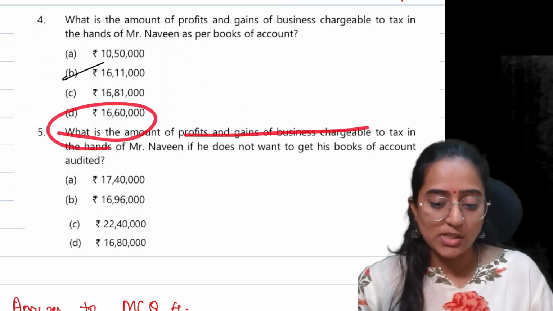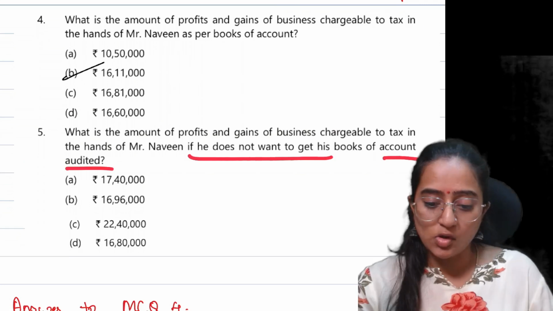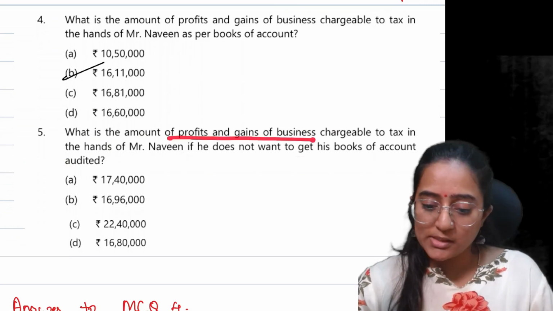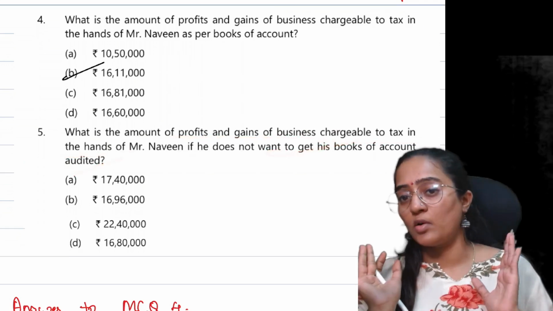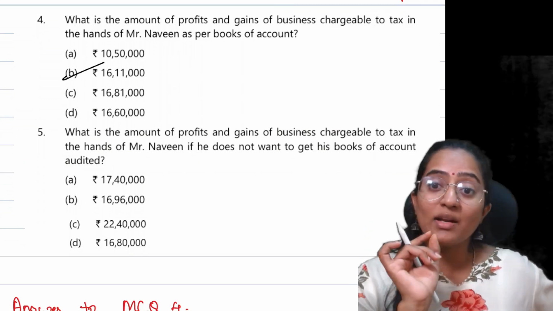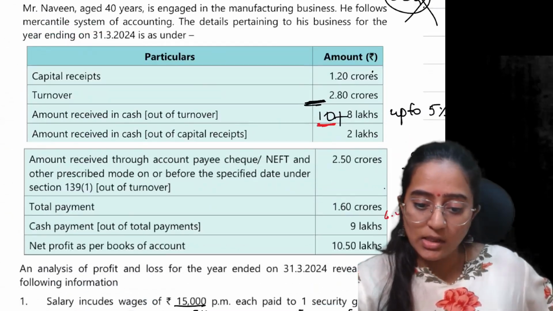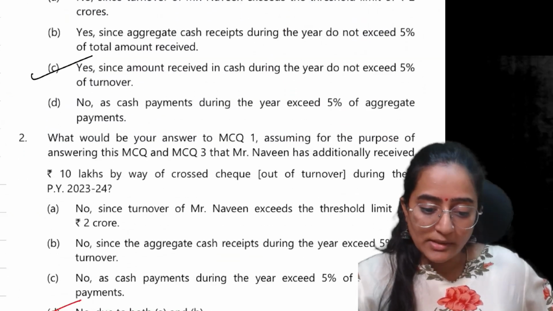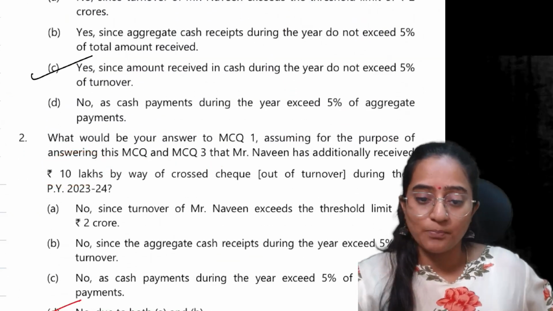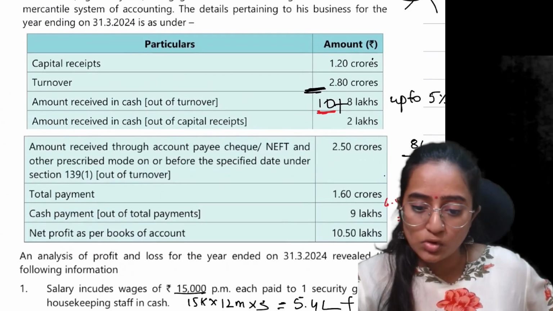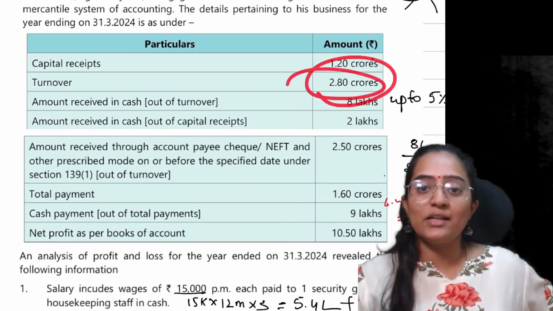What is the amount of the PGBP chargeable to tax in the hands of Mr. Naveen if he does not want to get his books of accounts audited? Means he is speaking about section 44AD. Under section 44AD, people, how much is the turnover which they have mentioned? 2.8 crore. If you can see, the 10 lakh which needs to be added was for this MCQ and MCQ 3 only, not for other MCQs. So your basic solution would be how much? This 2.8 crore.